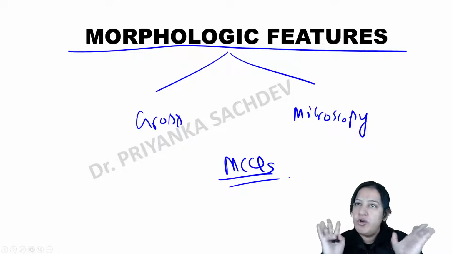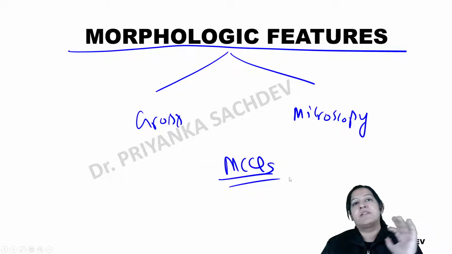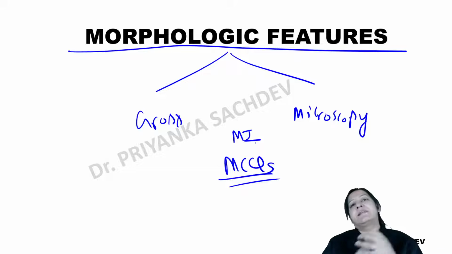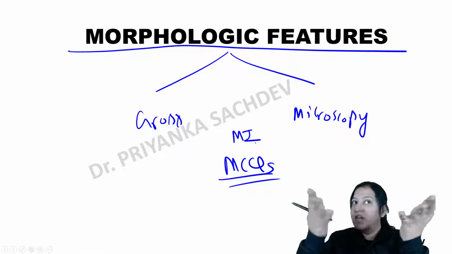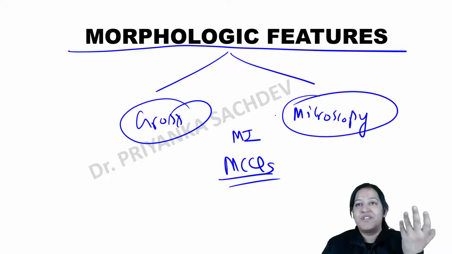Let me tell you what I mean by that. Being a doctor, why is it necessary for us to understand the morphological features of MI? What do you mean by morphological features? Why do we need to understand gross and microscopy?